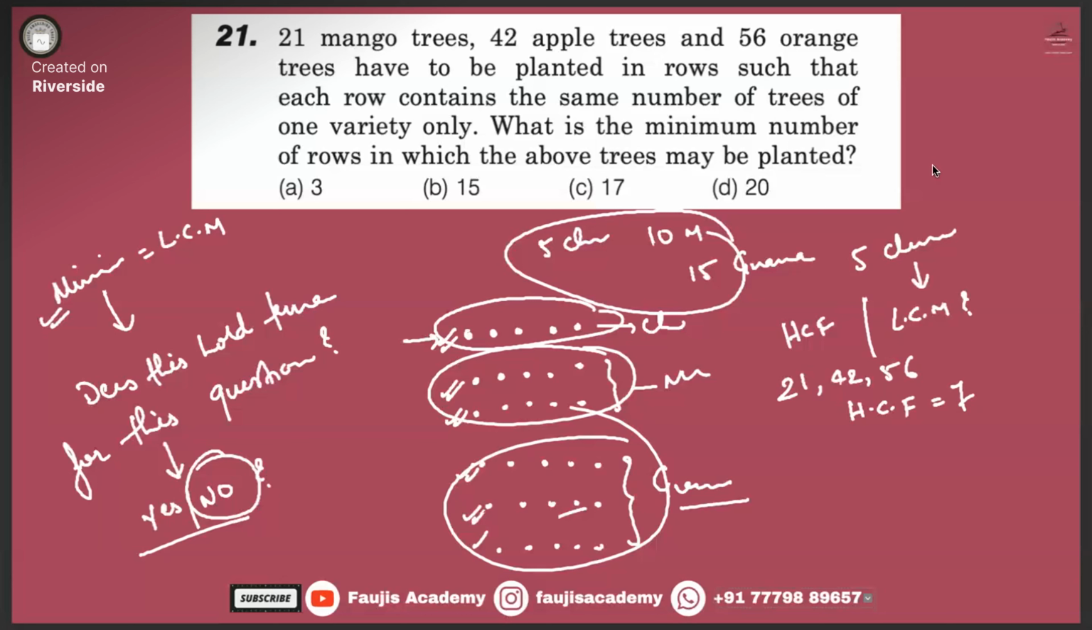Meaning in each of the rows, you will have 7 trees. What question have they asked? What is the minimum number of rows in which the above trees may be planted? So how many trees do you have in total? And what number will you divide it with to find the number of rows? By 7? Tell me, guys, what's this number? 17, sir. Yes, that's correct.